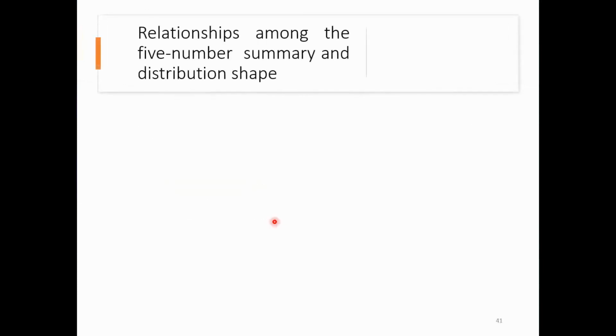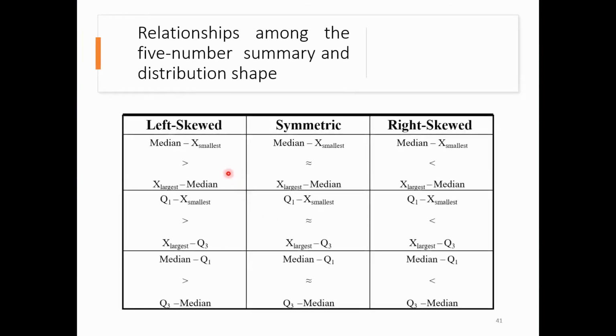So why do we calculate this? Because you need to get an understanding of your distribution shape. So once you calculate the 5-number summary, you can actually identify whether the data set is left skewed, symmetric, or right skewed. You can refer to this table and then you will understand which skewness the distribution is inclined towards.